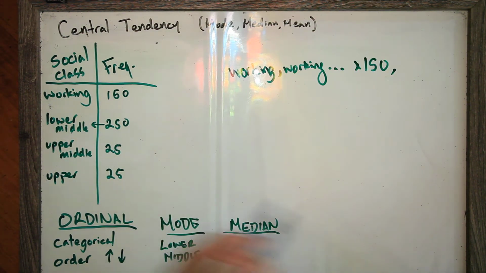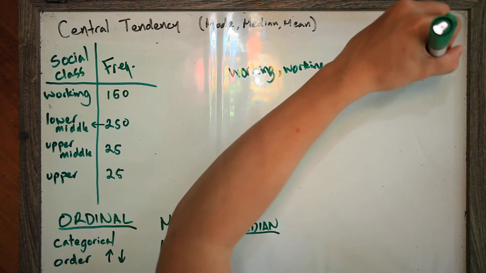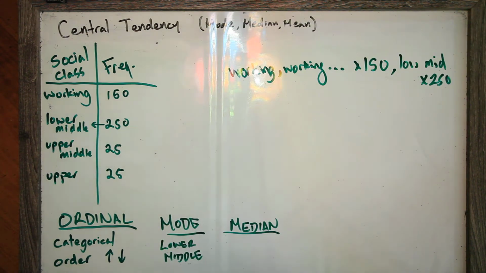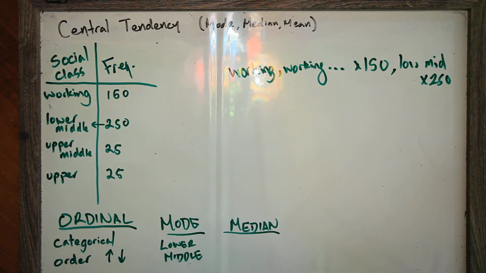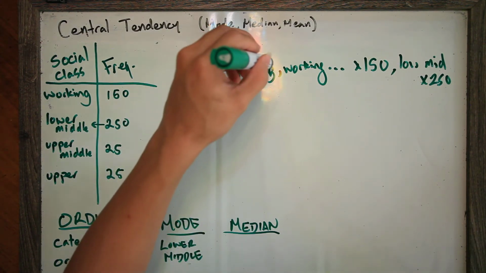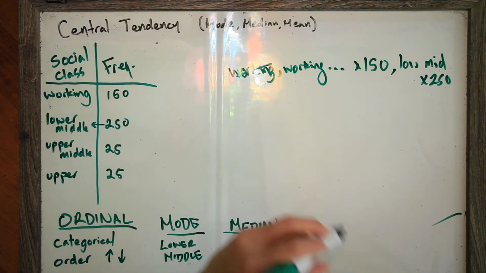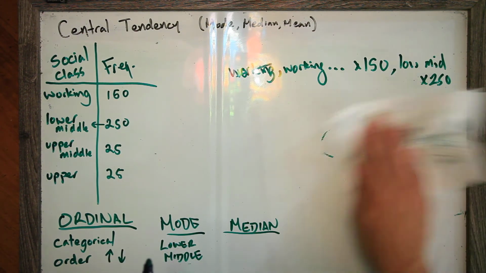Then you would do lower middle 250 times. And upper middle 25 times and upper 25 times. Obviously we're not going to do that. That would take forever, right? The way that you would do that then is you would cross out one from the beginning, one from the end, until you get to the middle and find what value that is in the middle. That's going to take forever, so we're not going to do that.